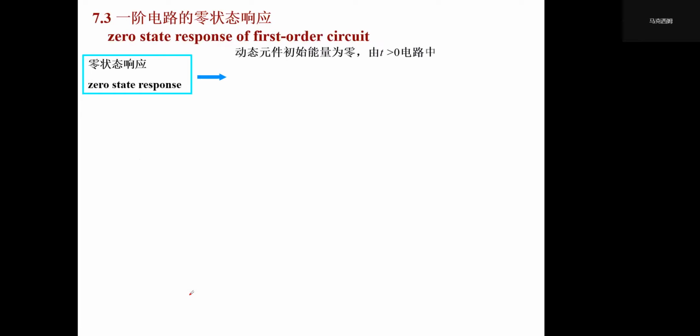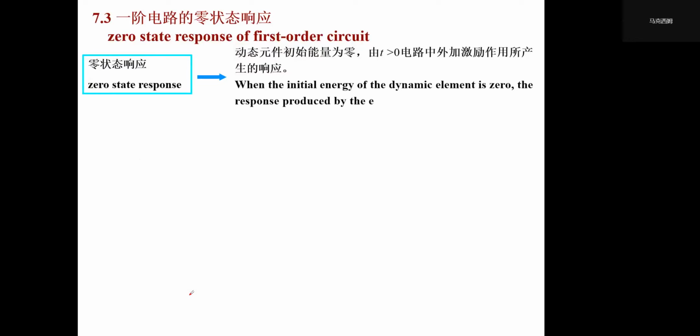Let's see the definition of the zero state response. When the initial energy stored in the dynamic elements is zero, and once we put a power supply into the circuit, all the response generated by putting this power supply into this circuit is called the zero state response. So zero state means the storage in the capacitor and the inductor of the circuit are zero, so they are in a zero storage state.